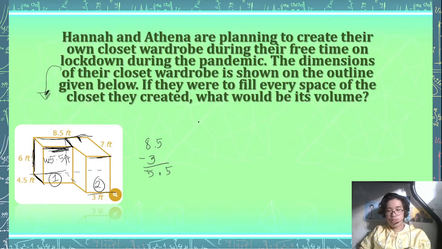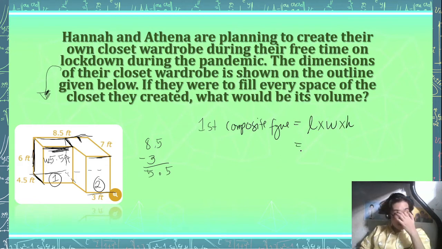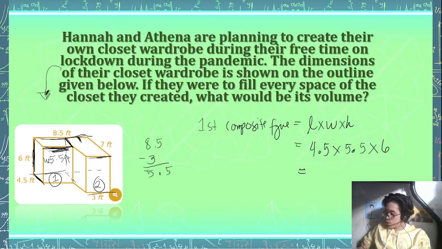So for the first composite figure, the volume is going to be length times width times height. We know that the length is equal to 4.5, the width is equal to 5.5, and the height is equal to 6. So for the first composite figure, we have 4.5 times 5.5 times 6, which gives us 148.5 cubic feet.